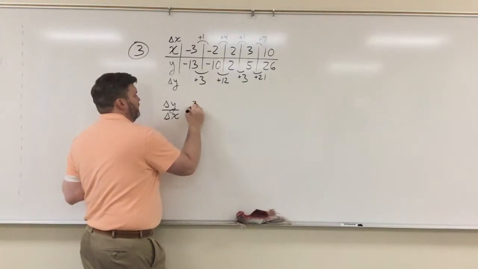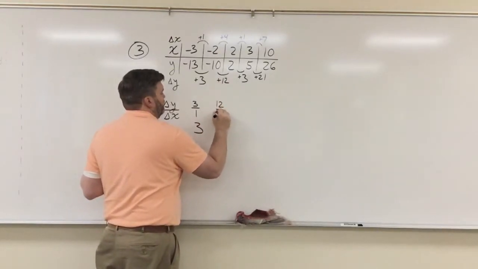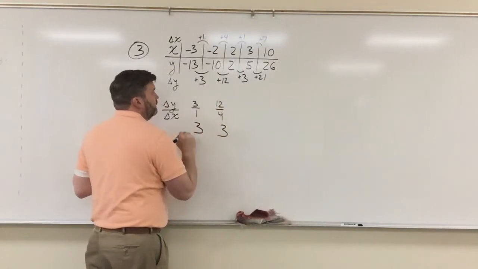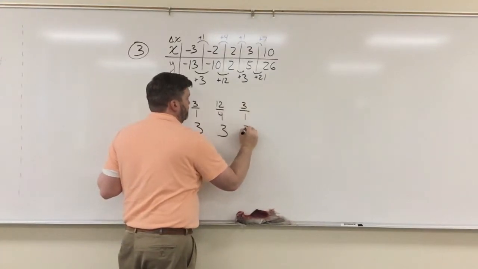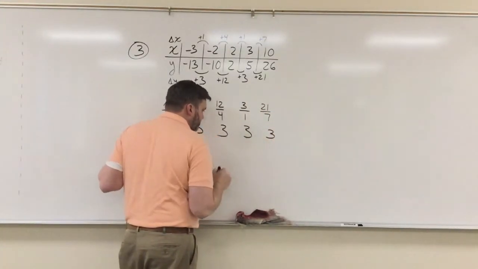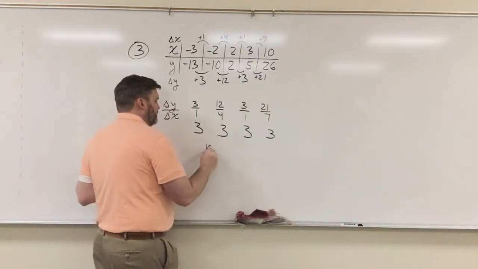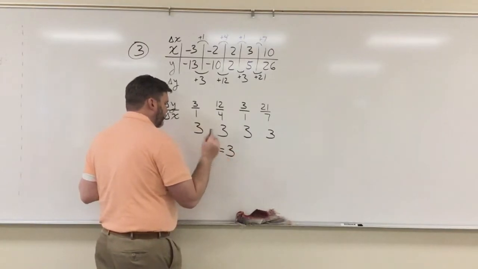So 3/1, which is 3. 12/4, which is 3. 3/1, which is 3. And 21/7, which is 3. So we have a constant rate of change. The slope of this one is 3.